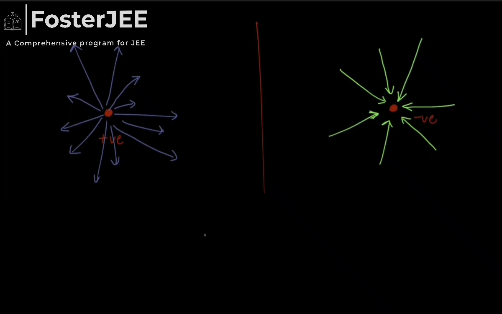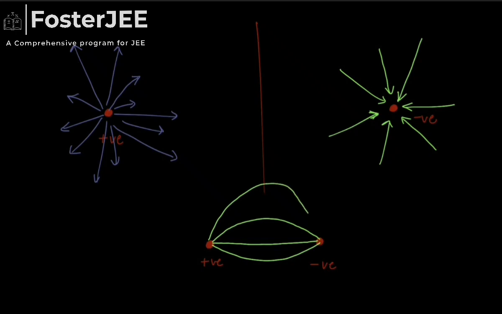So we can see one more example where we have positive and negative charge present far from each other. In that case, electric field will be generated from this charge and will go to this charge. This will generate electric field from everywhere, and it will be terminated on negative charge.